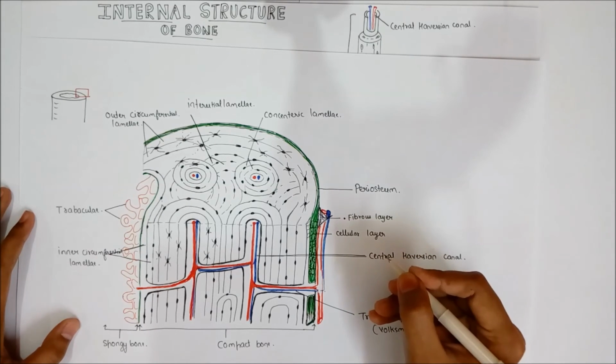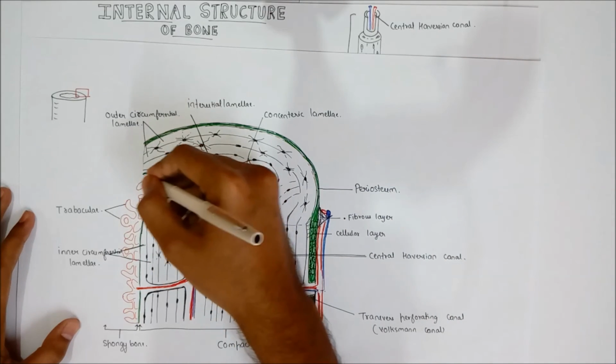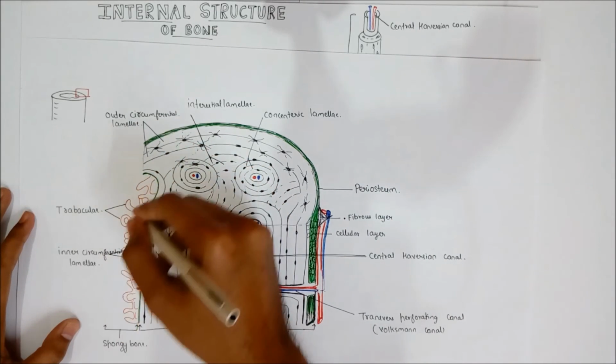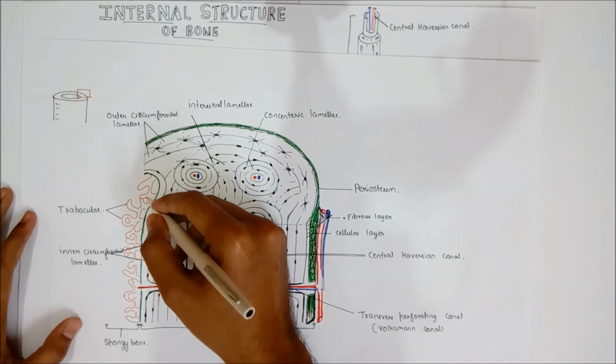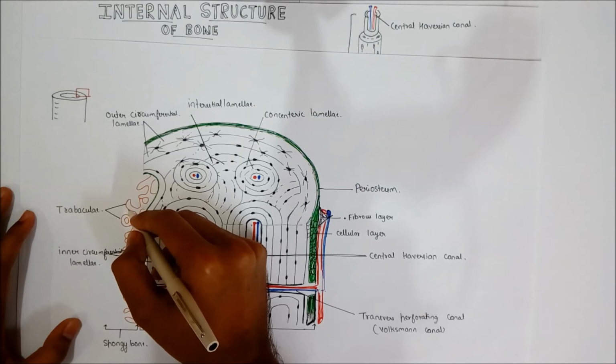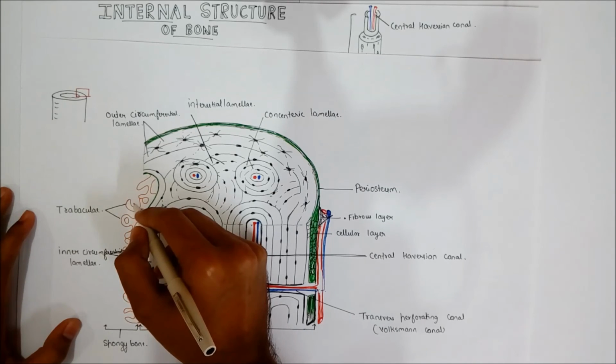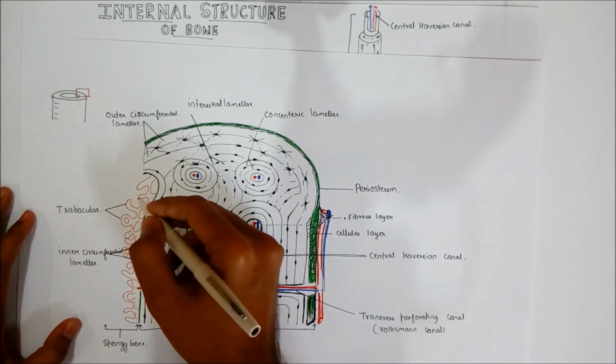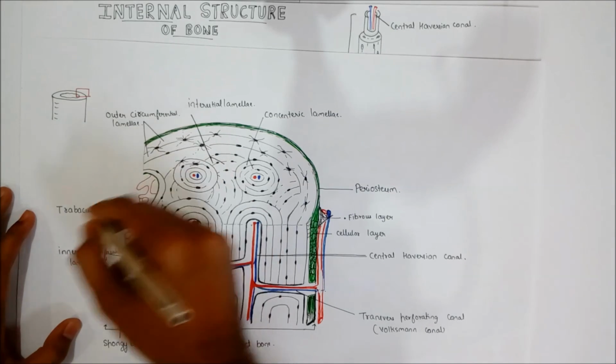Now some of the things which I was unable to mention: there's the spongy bone. You can see the inner bone, the spongy bone. This spongy bone unit is called trabeculae. They project into the marrow cavity as 3D lattice work structures. These are called the trabeculae.